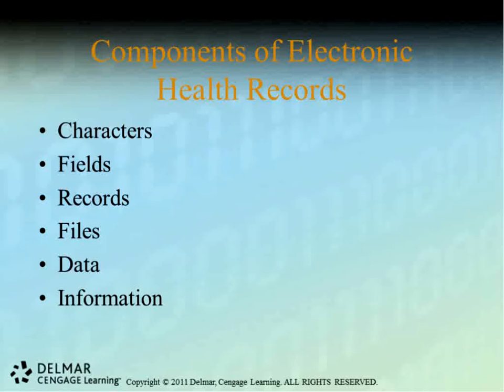Now, your chapter also talks about these health record systems and some of the components of those electronic health record systems. Basically, the goal of those is to collect, analyze, process, display, and retrieve healthcare data and information.